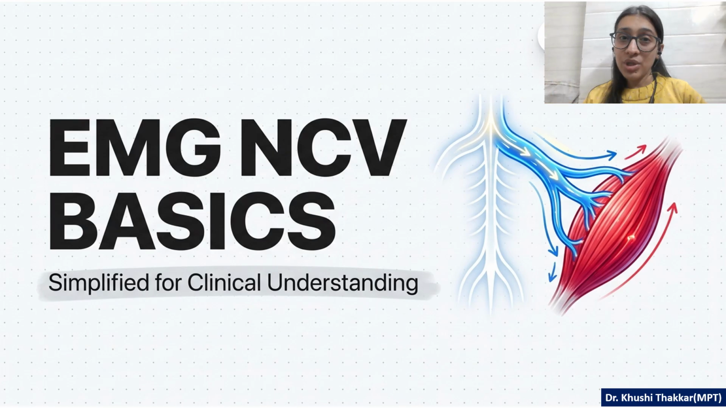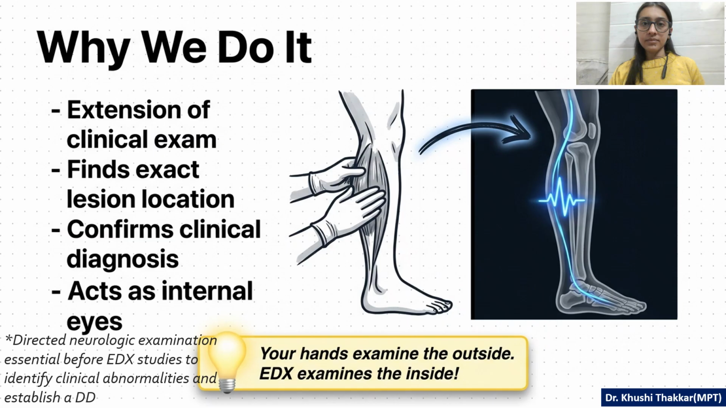Before we jump into machines and waveforms, remember a good electrodiagnostic study is never done in isolation. It always starts with a proper neurological clinical examination because the real goal of EMG NCV is not just testing, it's localization. Is the problem in the nerve, the muscle, or higher up in the nervous system? In this video, we'll build up your foundation so you can actually understand what these tests are telling you and not just memorize them.